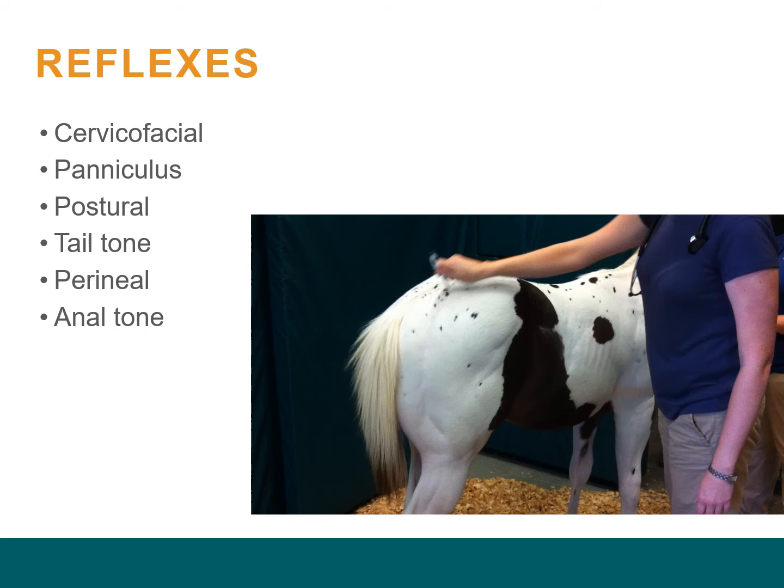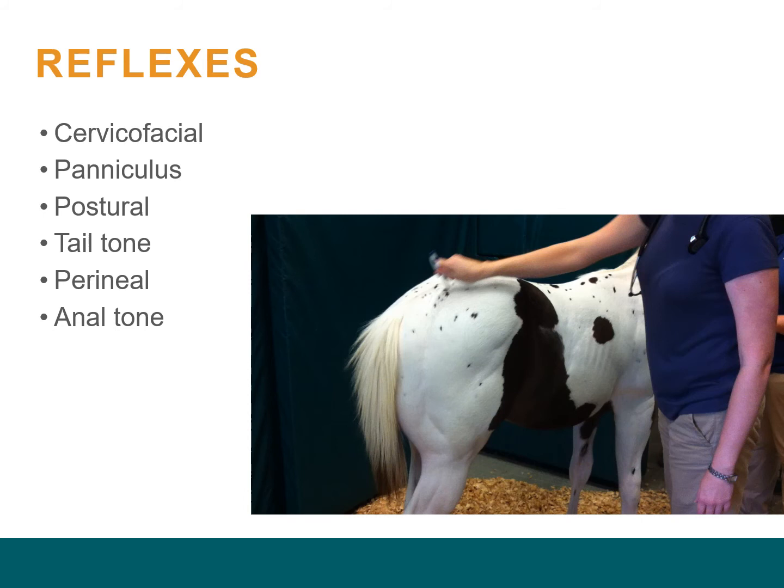So then moving back from the brainstem, we're going to start to get into our spinal cord exam. Some of this is going to be reflexes that we're going to do in the stall, and then we'll start to take the horse outside. So we'll look at the cervicofacial reflex, which the next video will show you. That is one where you poke the horse down the neck and trigger those cervical dermatomes. And when you do that, the horse should flick its ear, blink its eye, and or retract its lip.